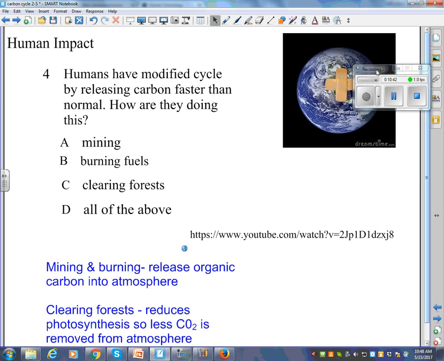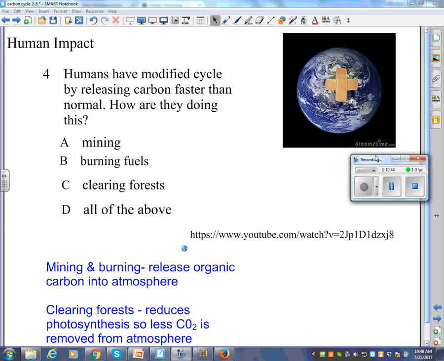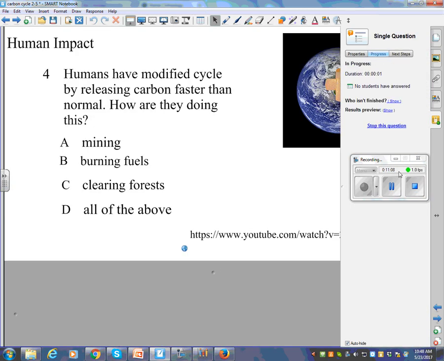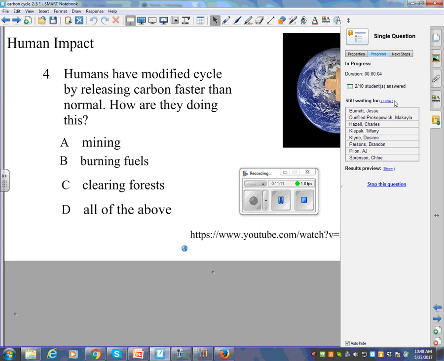Okay, so here we're talking about the human impact, which is kind of what I've been getting at all along, right? Humans have modified the cycle by releasing carbon faster than normal. How are they doing this? Breathing. Well, the possible answers are mining, burning fuels, clearing forests, all of the above. I think it's A. Well, you'll note that D is all of the above. So if you think it's A, B, and C, pick D.